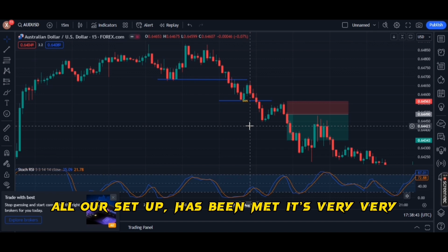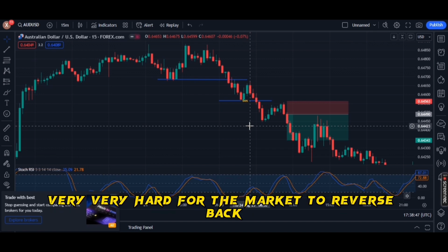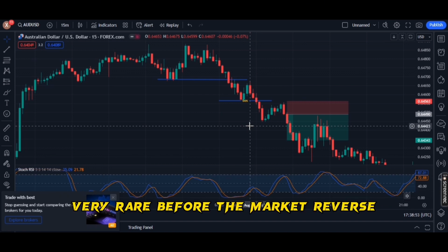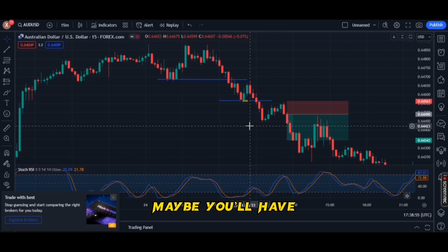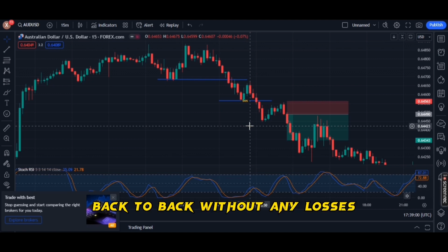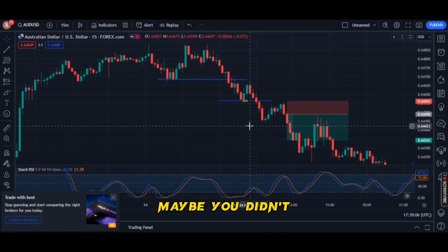Whenever all our setup has been met, it is very, very hard for the market to reverse back. Very, very rare. Before the market could reverse, maybe you will have got at least 3 to 4 straight wins back to back without any losses. Maybe you didn't follow the guidelines very well.